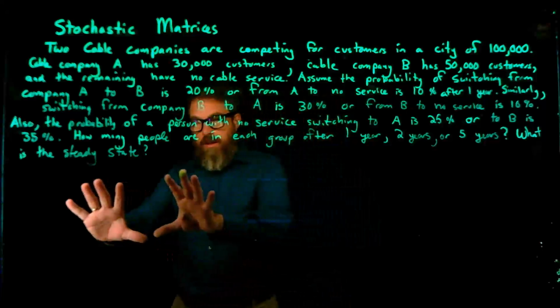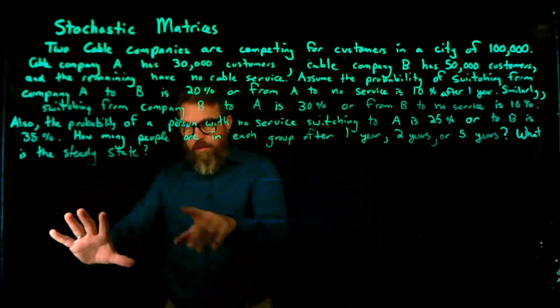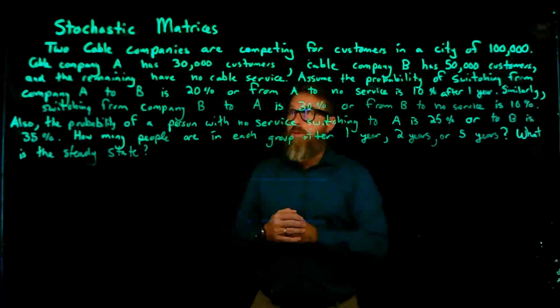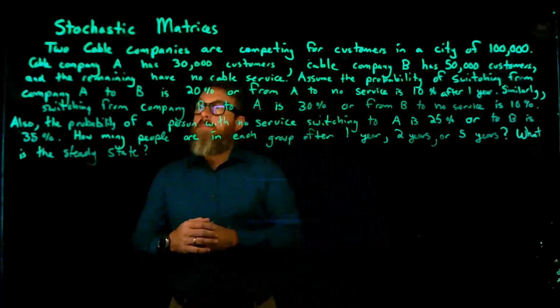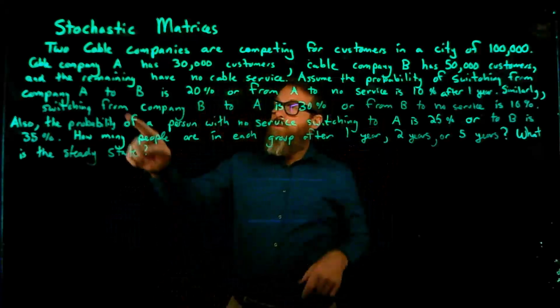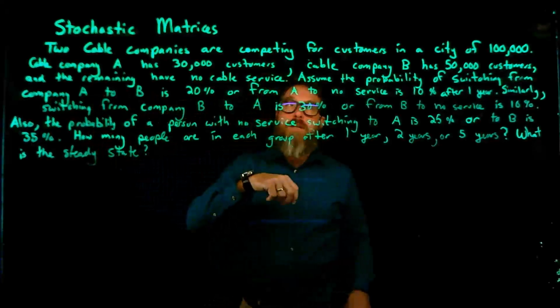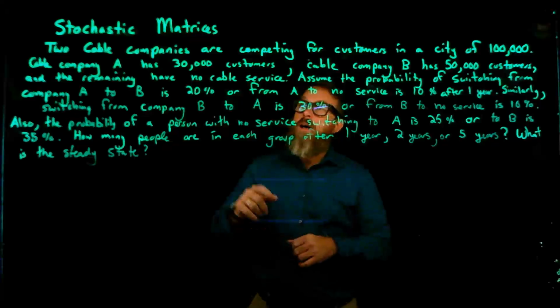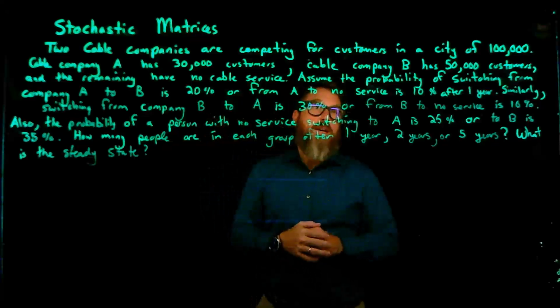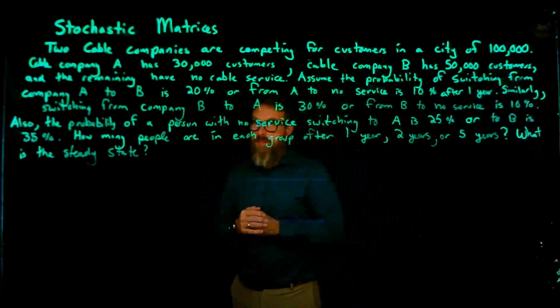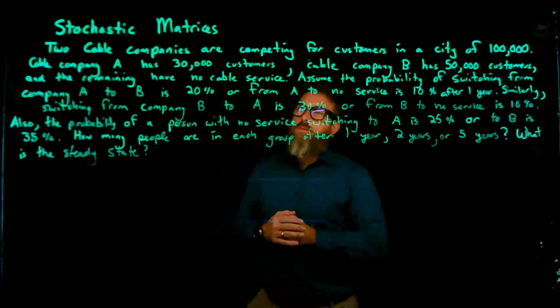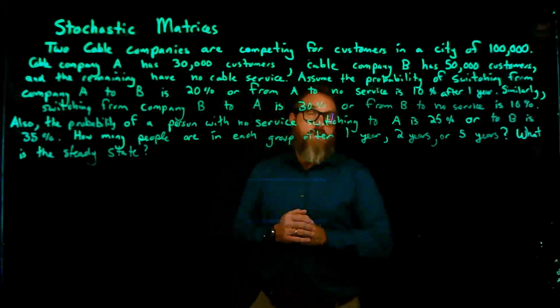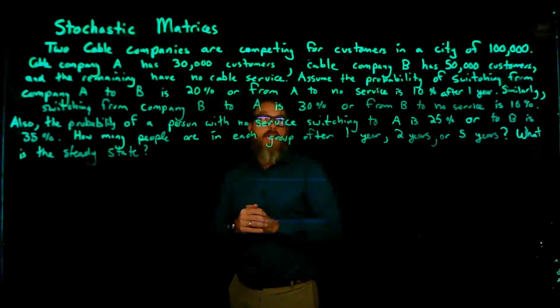And we're going to have a little graph down here showing the probability of everybody switching from one to the other. So I can see the probability of switching from company A to B is 20%, from A to no service is 10%. Similarly, company B to A is 30%, and from B to no service is 10%. And also we're going to assume the probability of the person with no service switching to A is 25%, or to B is 35%.